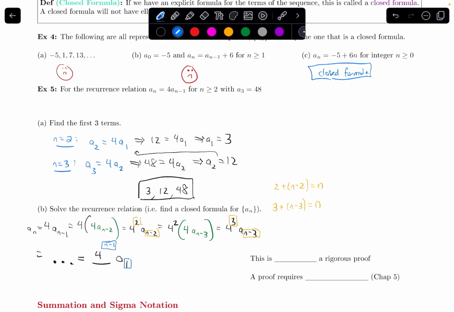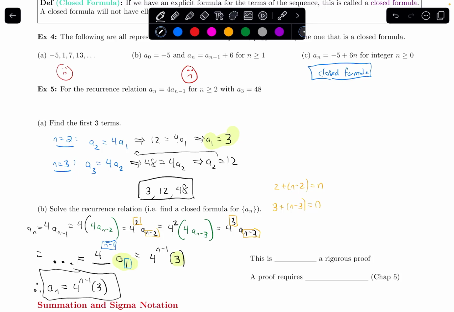And I know what a1 is. We got that it's 3 in the last part of the problem. So let's plug in: we get 4 to the n minus 1 times a1, and a1 we saw was 3. And now I have my formula. Therefore, an equals 4 to the n minus 1 times 3. And that is my closed formula for an.